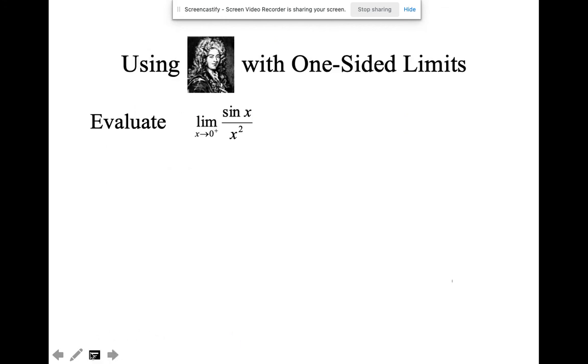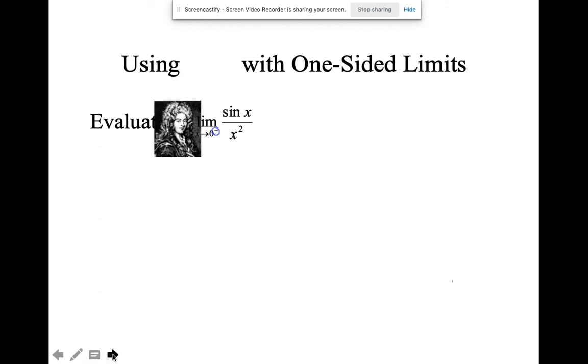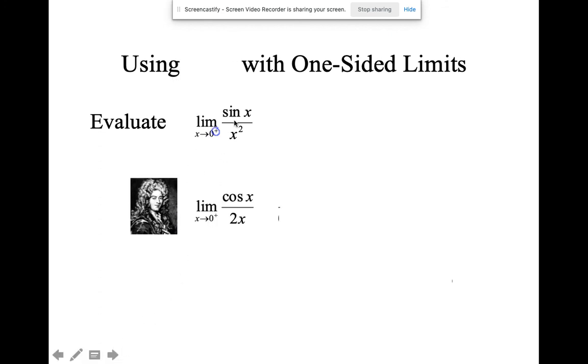All right, last one. Using L'Hopital with one-sided limits. Notice here I am asking you about the limit as x approaches 0 from the right. At first I just ignore that. And I say, well, what am I going to get when I plug in 0 from the right? I'm going to use Guillaume because I have 0 over 0. So what happens when I take the derivatives? I get cosine x over 2x.